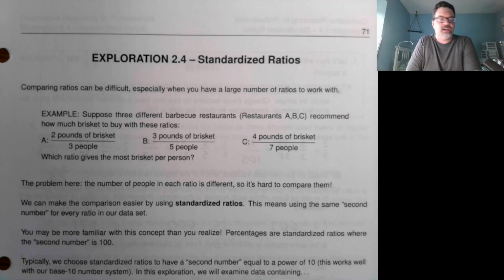But standardized ratios is the name of this exploration. We're talking about ratios, and a standardized ratio is a ratio where the second number in a collection of ratios is always the same, and it gives us a good way to compare some things.